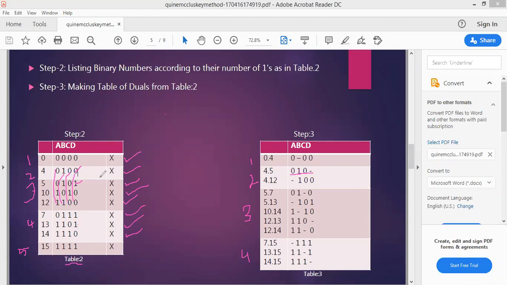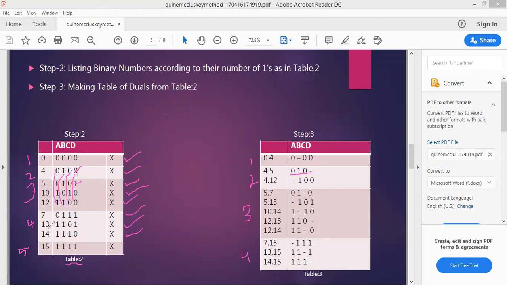Next, the grouping is done for group 3 and group 4. Now we are trying to group group 4 and group 5 of table 2 in table 3. The 7 is compared with 15, so it can be grouped. There is a difference in bit position A, so it is grouped here and written as dash 1111.